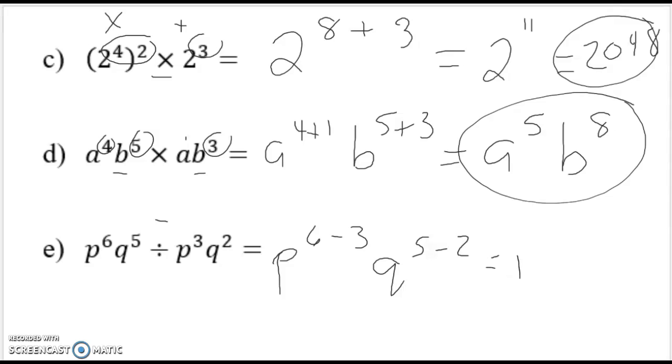So now when we simplify, P, the exponent 6 minus 3 gives us 3. And then we have our Q, and we have 5 minus 2 gives us 3. That's your final answer.